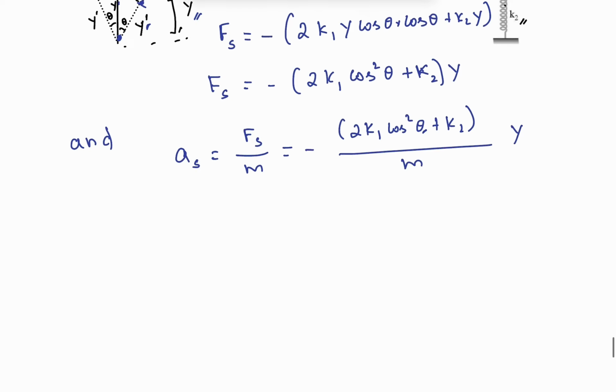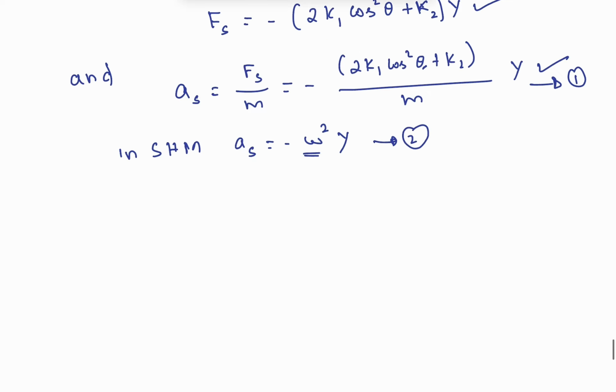So we found the restoring force and restoring acceleration. Then what do I have to find? Omega. What is the condition for SHM? In SHM, the restoring acceleration is minus omega square into y. That should be satisfied. Just compare these two and write omega square. So I can write directly omega equal to root of 2 K1 cos square theta plus K2 divided by m. This is omega, found successfully.